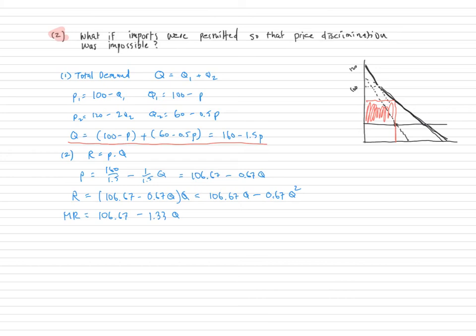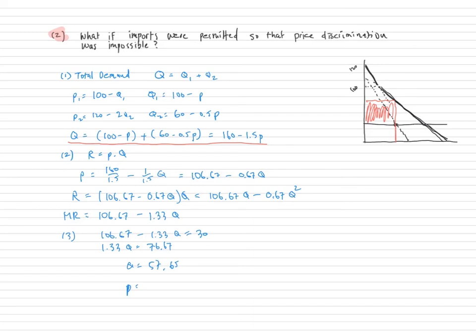Marginal revenue function. I'm going to set that equal to our marginal cost. This is my third step here. So 106.67 minus 1.33Q equals, and the marginal cost here was equal to 30. And therefore we have 1.33Q equals 76.67. Quantity is equal to 57.65. So that's the quantity we're going to sell in the entire world.